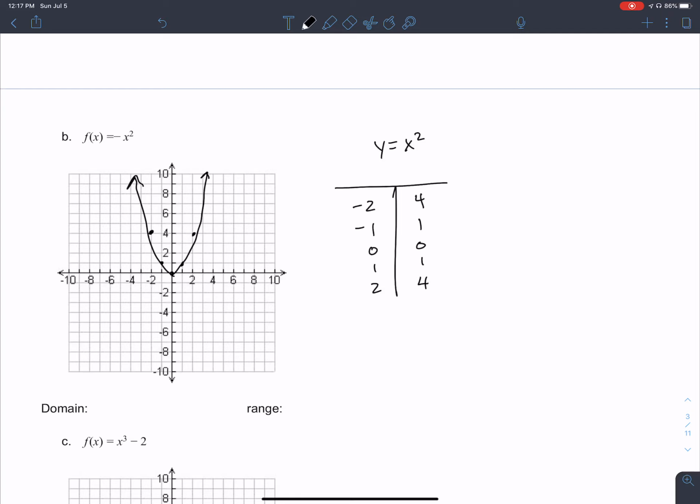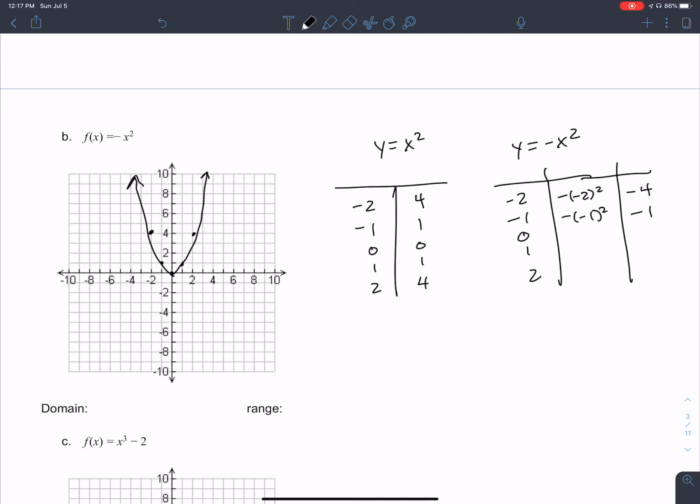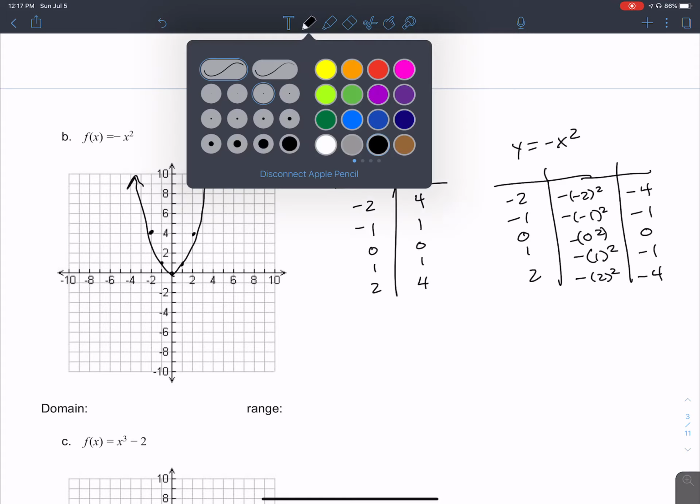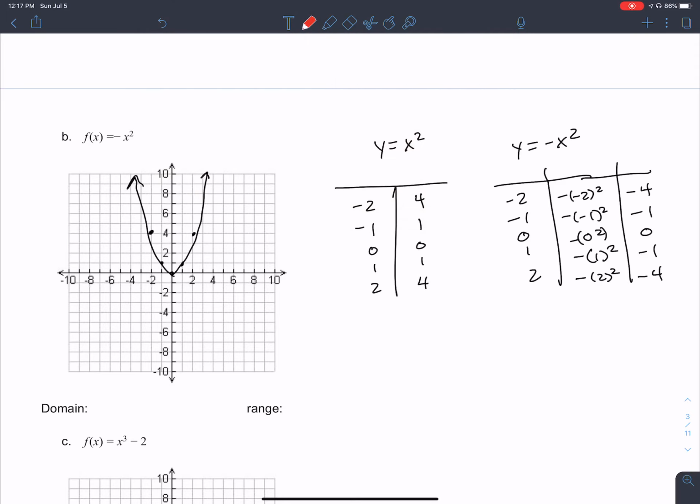Okay, so if I do y equals -x squared, now this is a little, I'm going to show you. Remember we talked about if the negative's on the outside, we give the negative afterwards. So I want to show you something. -2 squared. So that's going to be a -4. -1 squared. It's going to be a -1. 0 squared. Or -0 squared, which is 0. -1 squared. -1. -2 squared. -4. Okay, so the new function is going to be -4.